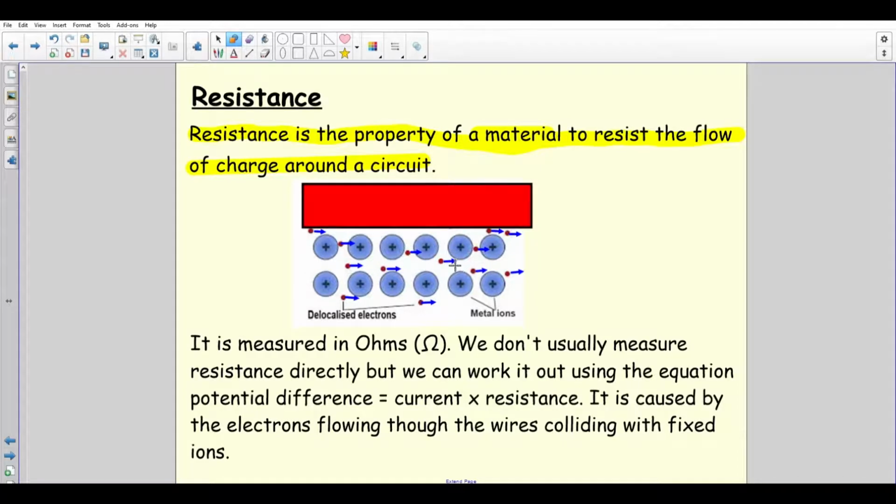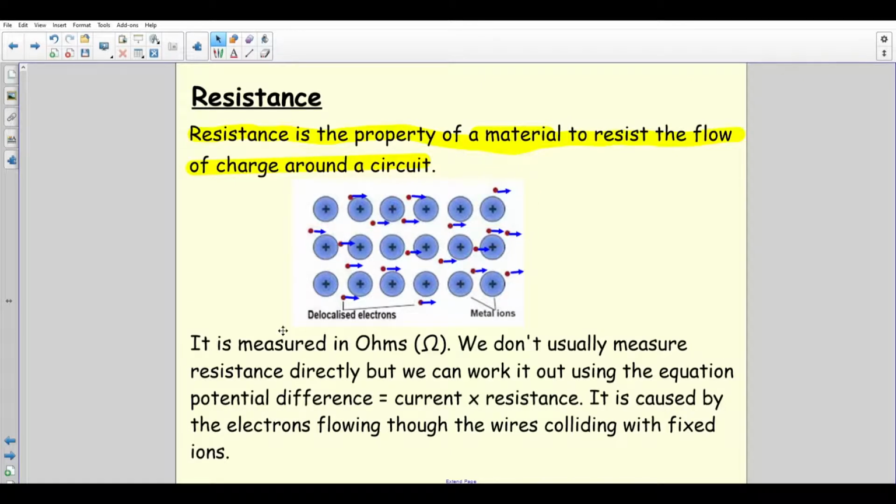So I've squashed this up and it's much harder for the electrons to get through. So a thinner wire would also give me more resistance. Now, we measure resistance in ohms, and the funny little omega symbol represents ohms. We don't usually measure resistance directly. There are things that can do that, but we won't use them in school and you don't use them in GCSE. But you can work it out.